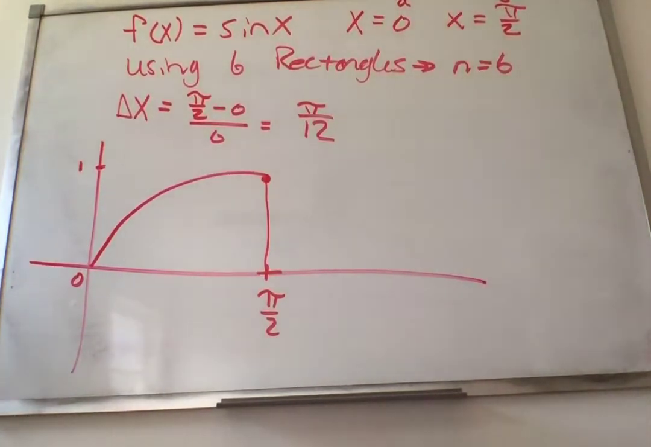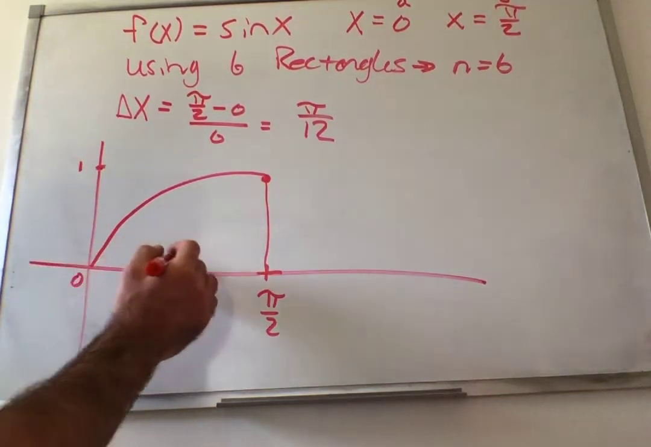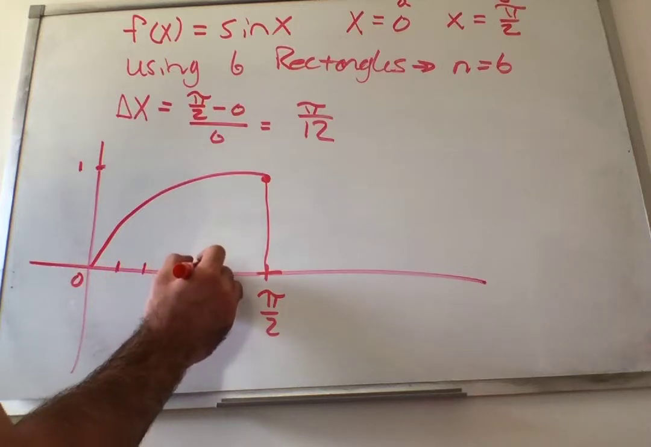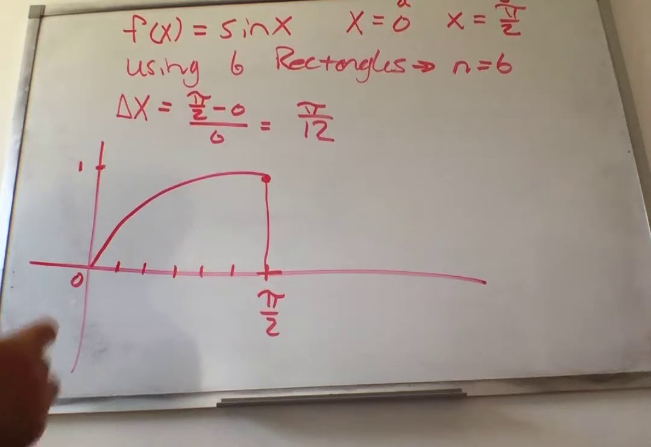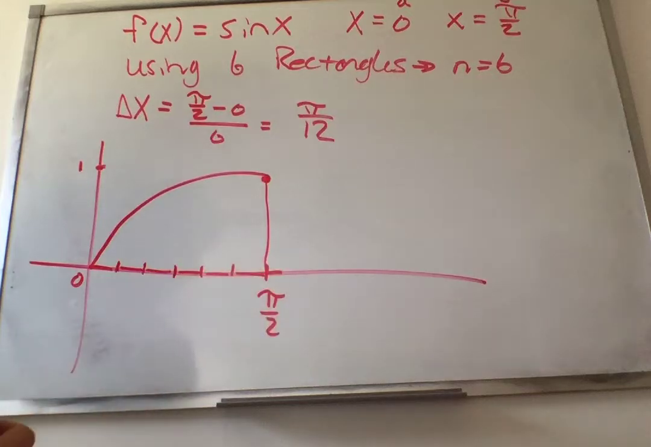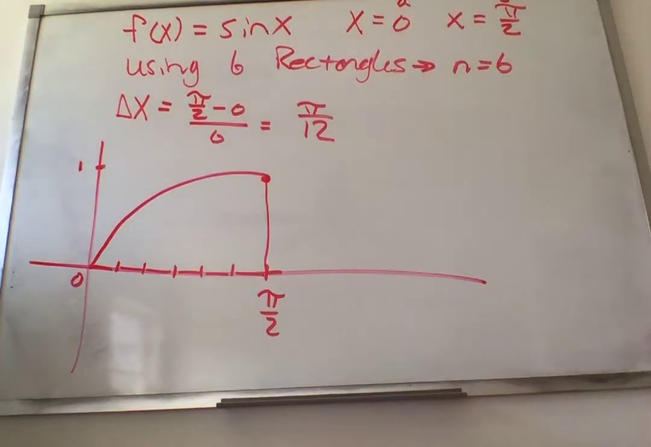Now it wants us to do this using 6 rectangles. Okay? So do the best you can to look at it and figure out how to split this up into 6. Again, it doesn't have to be exactly perfect. There we go. I've got 1, 2, 3, 4, 5, 6 little intervals. Okay? Now, here's where you're going to decide on how to draw your rectangles. Either it's going to be a left endpoint approximation, a right endpoint approximation, or a midpoint approximation.